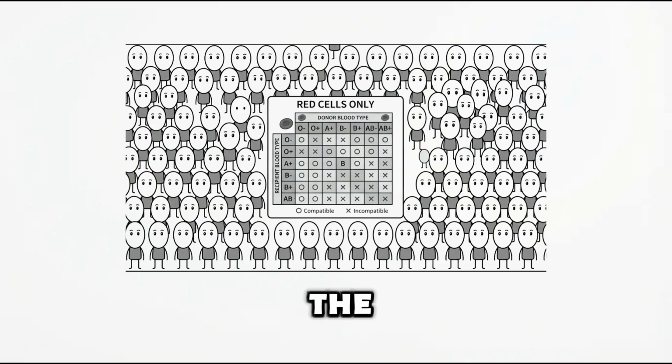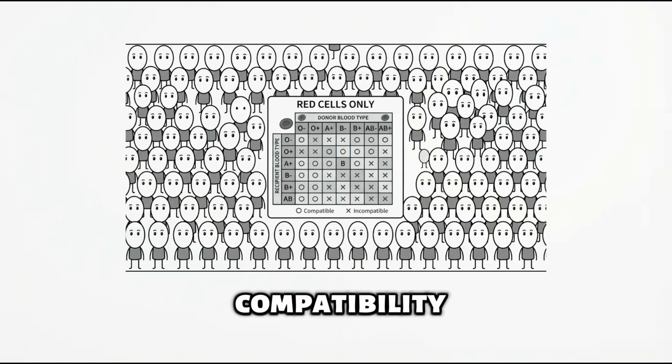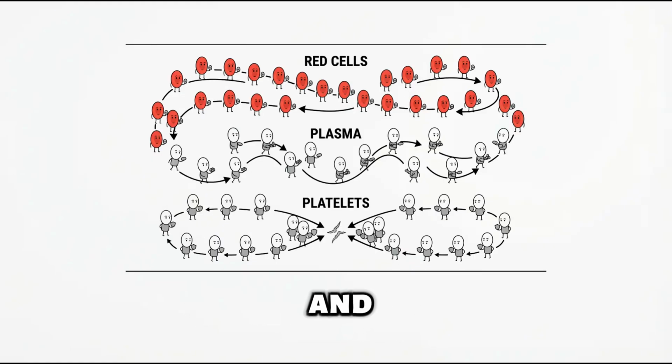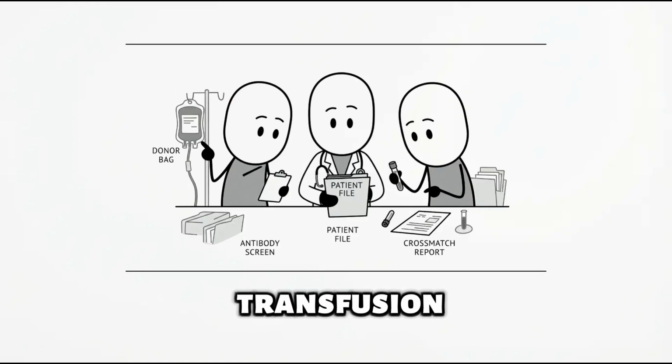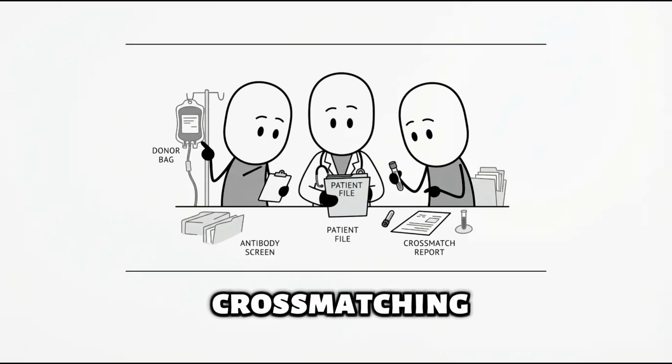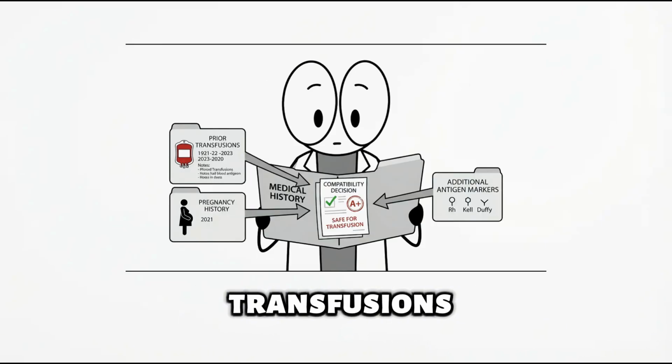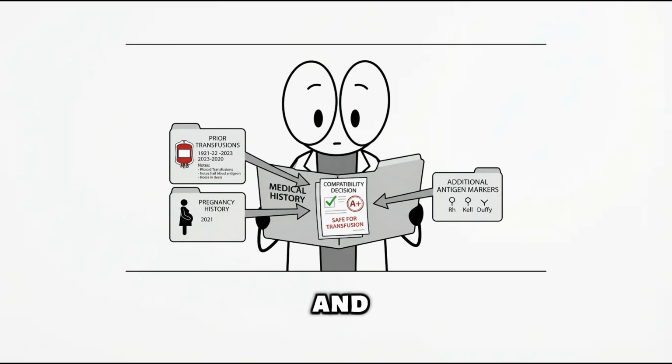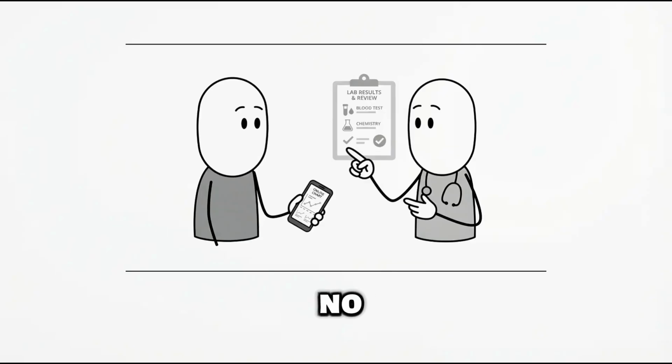More importantly, the rules described in this article apply only to general red blood cell compatibility. Plasma and platelets follow different principles. Real transfusion decisions also depend on antibody screening, cross-matching, previous transfusions, pregnancy history, and many antigen systems beyond ABO and RhD. No one should attempt to select or request a blood product solely from a compatibility chart found online.